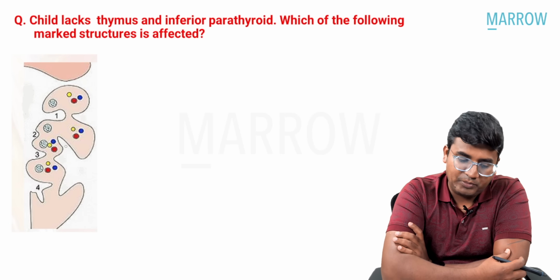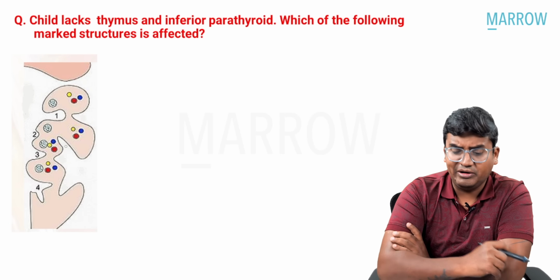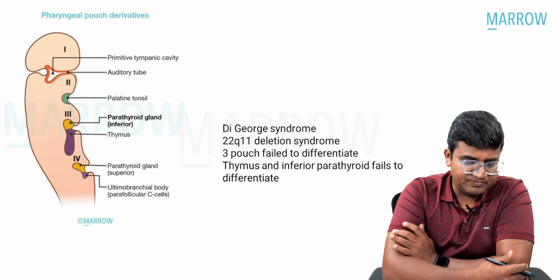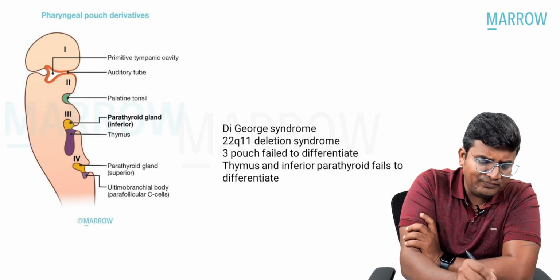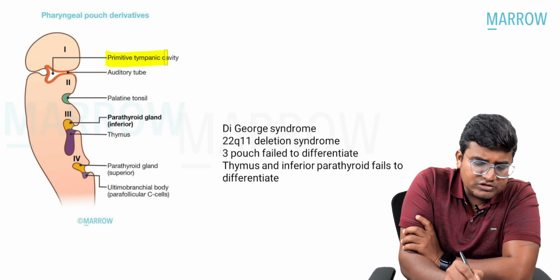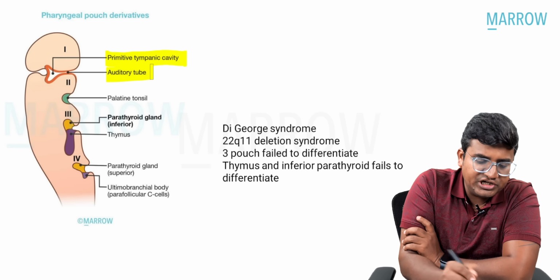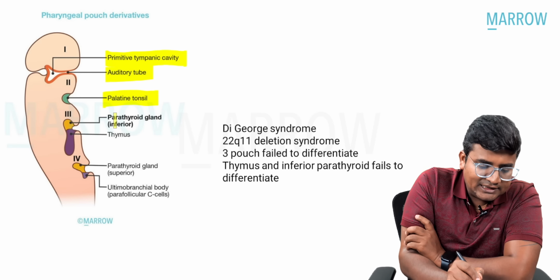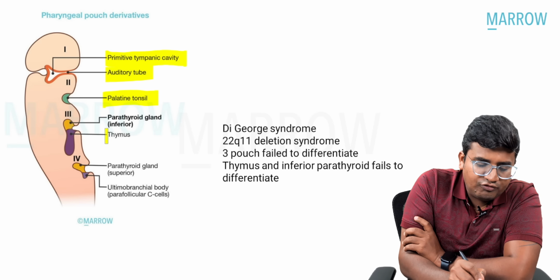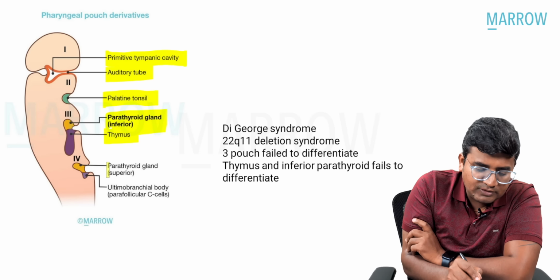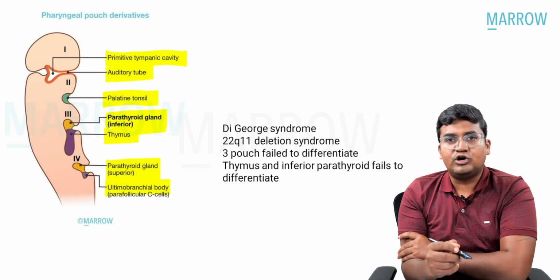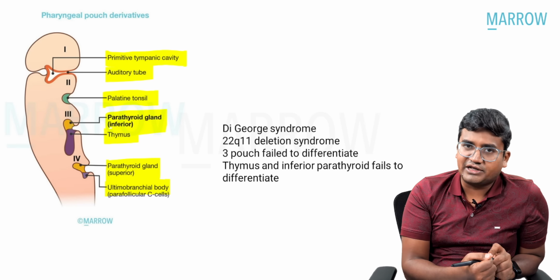That is the endodermal pouches, the marking. So now you have to know the derivatives of the endodermal pouches. So we have 4 endodermal pouches. The first pouch will form our tubotympanic recess, which will form the middle ear and the eustachian tube. The second pouch will form the palatine tonsil and the tonsillar fossa. The third pouch will form the thymus gland and inferior parathyroid. The fourth pouch will form the superior parathyroid and ultimobranchial body. The ultimobranchial body forms parafollicular cells or C cells of the thyroid.